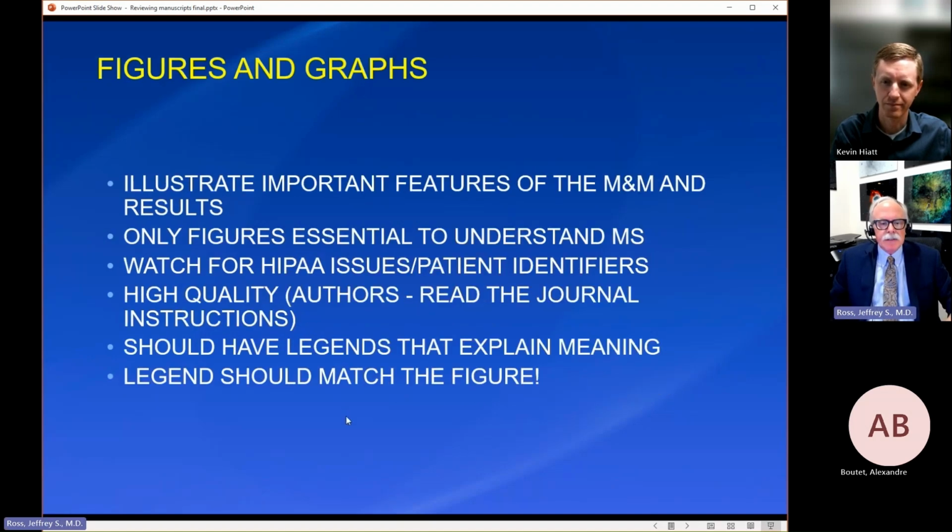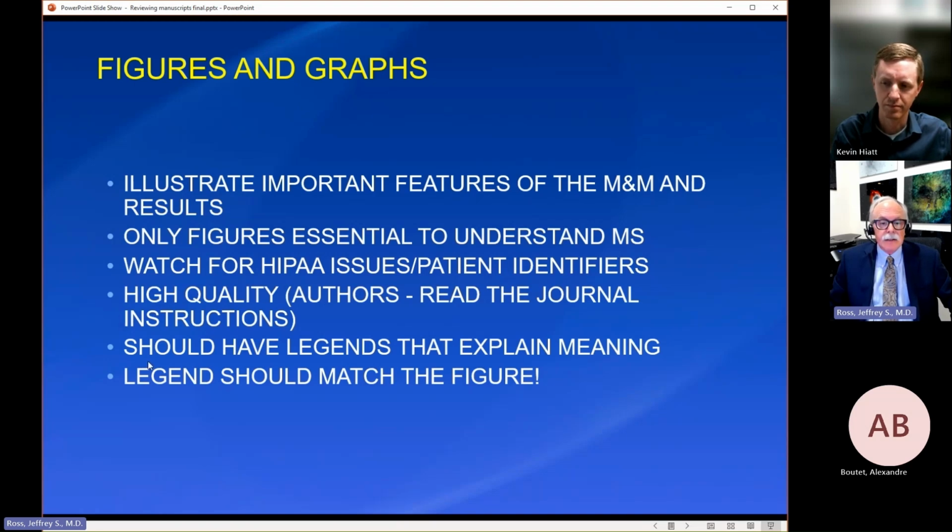Figures and graphs should illustrate the features. They should be really essential to understanding. They don't need to be filler. Watch for HIPAA issues, of course. We want high quality images. They should be reading the journal instructions. The figures need to be available for the reviewers in a form that they can actually see the image and make a judgment of the quality.